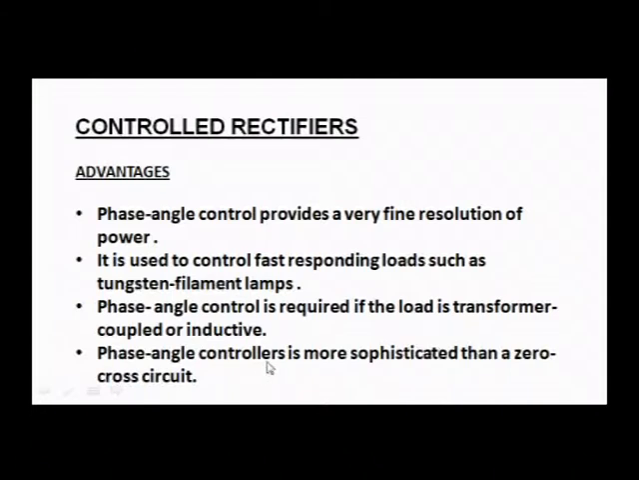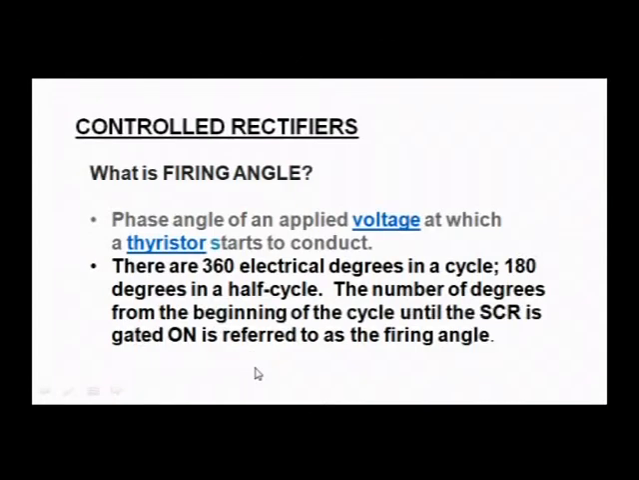And much more, phase angle controllers are more sophisticated than a zero cross circuit. I already told you zero crossing means when the voltage passes through zero. Phase angle control is non-zero. It can be controlled at zero also, but normally when the voltage passes through an angle, not through zero, that is where I am going to apply this phase angle control. So the next slide is going to tell me what is meant by firing angle.